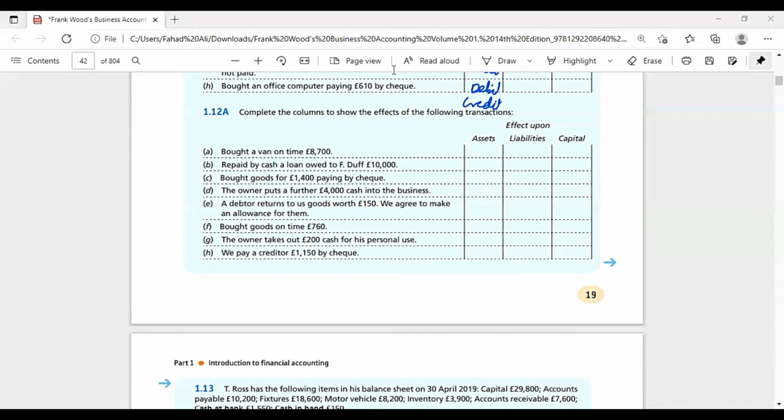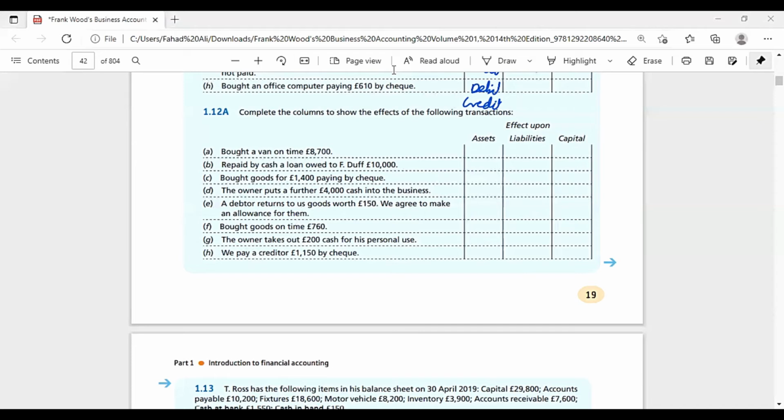Then fourth one, cash is debited and capital is credited. Yes, asset debit, capital credit. Good. And then fifth one, asset has both debit and credit. Okay, ignore the fifth one. Ignore the E part. Okay. Next one, debit is asset and credit is liability for the sixth one.